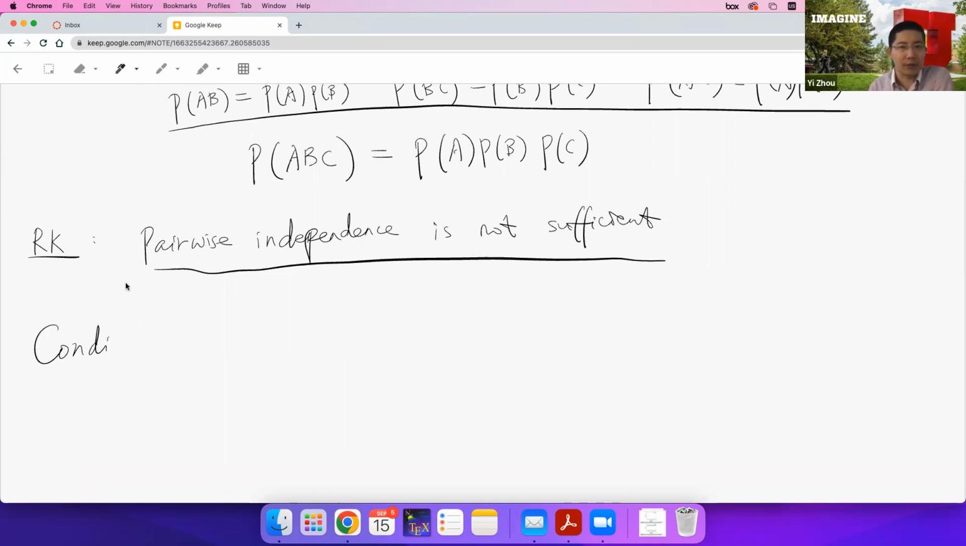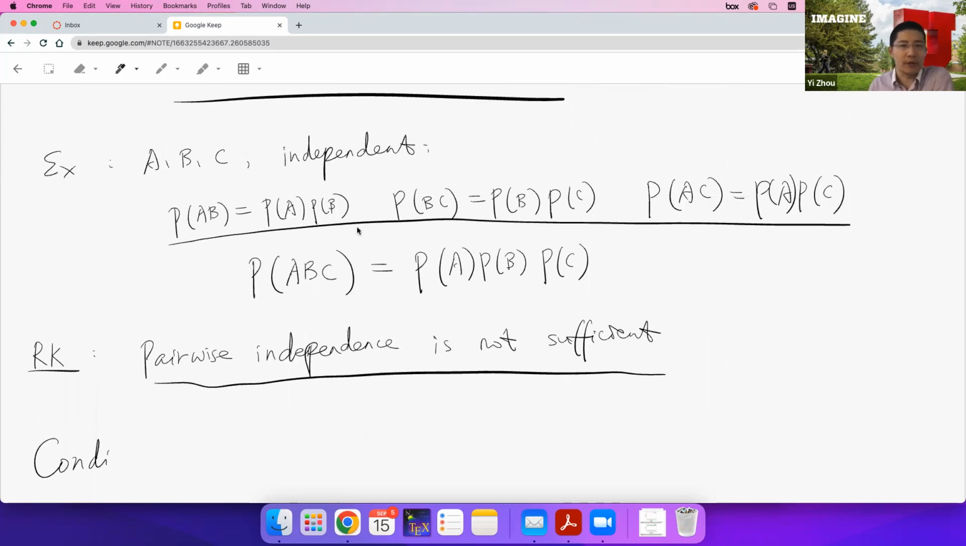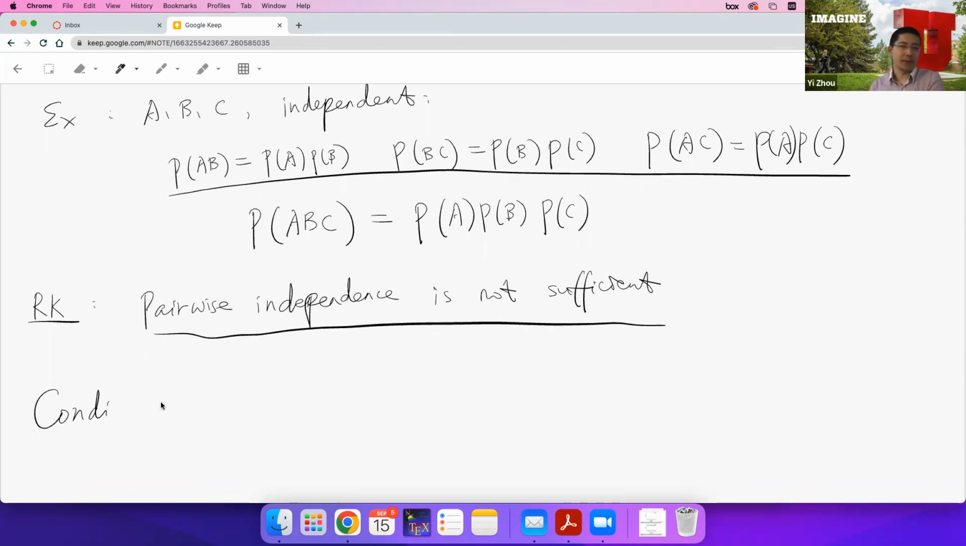We'll have some counterexamples later to show that some events might be pairwise independent, but if you look at three of them together, they are not independent. They do not satisfy this condition. So pairwise independence does not necessarily imply independence among three of them or four of them.